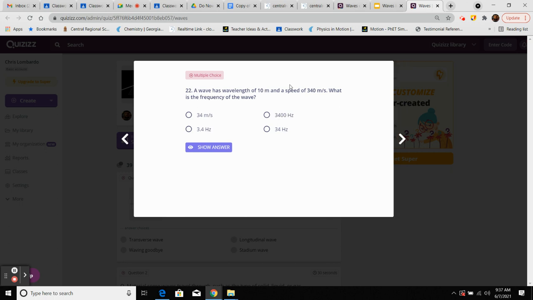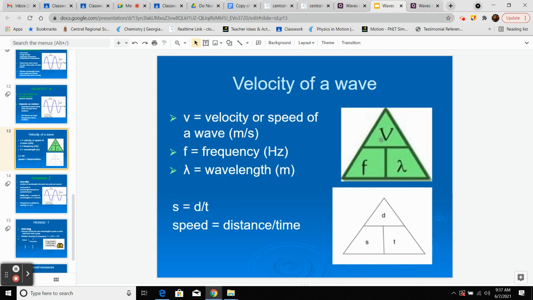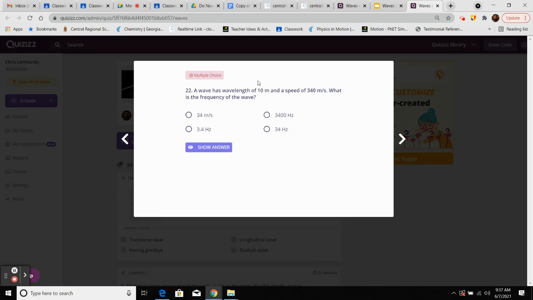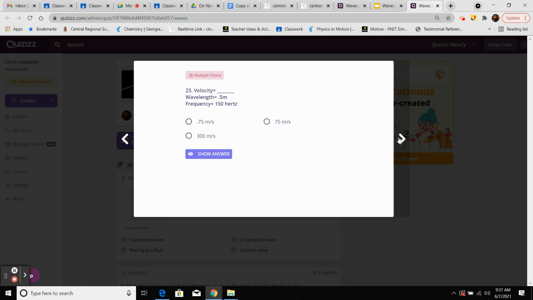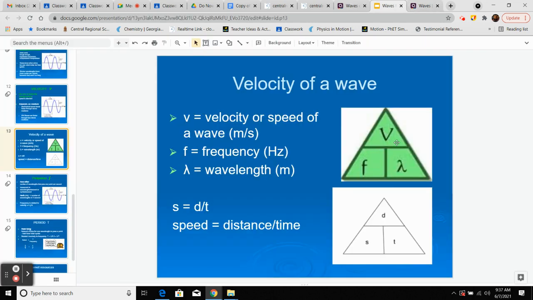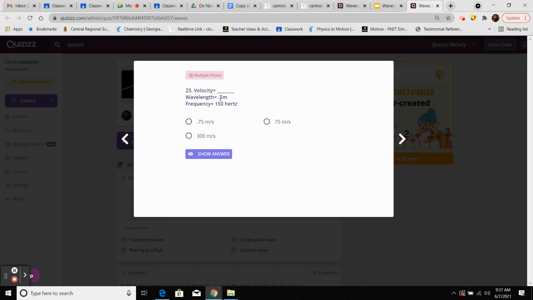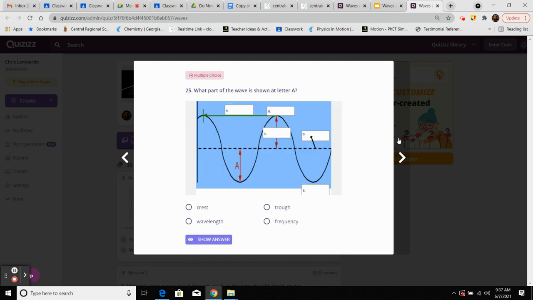Okay, it gives you a wavelength and speed. They want frequency. Again, if I want f, I need speed over wavelength. So speed divided by wavelength. Velocity, what is it? If wavelength is 0.5 and frequency is 150, I'm looking for v. Frequency times wavelength. I'm doing 150 times 0.5. 75. Unit for frequency, we should know this.